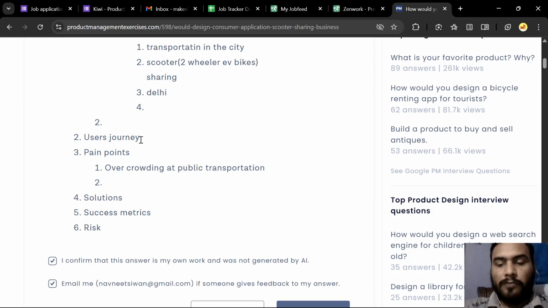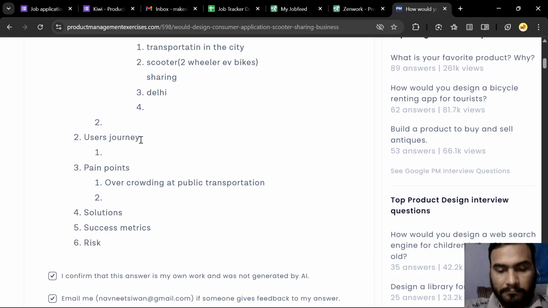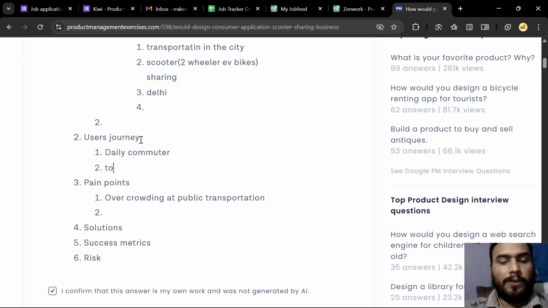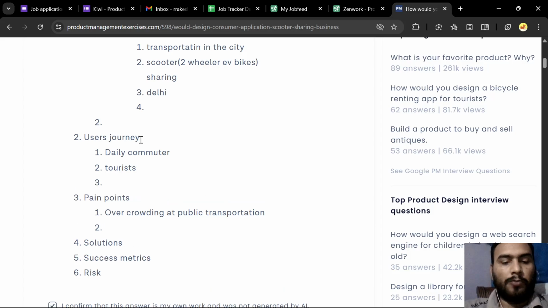and the user we describe, the user is someone who is looking for, there could be multiple users, but I'm taking the daily commuter. There could be tourists, there could be children or students. These are different categories that we can think about. Children and students going to college, school.